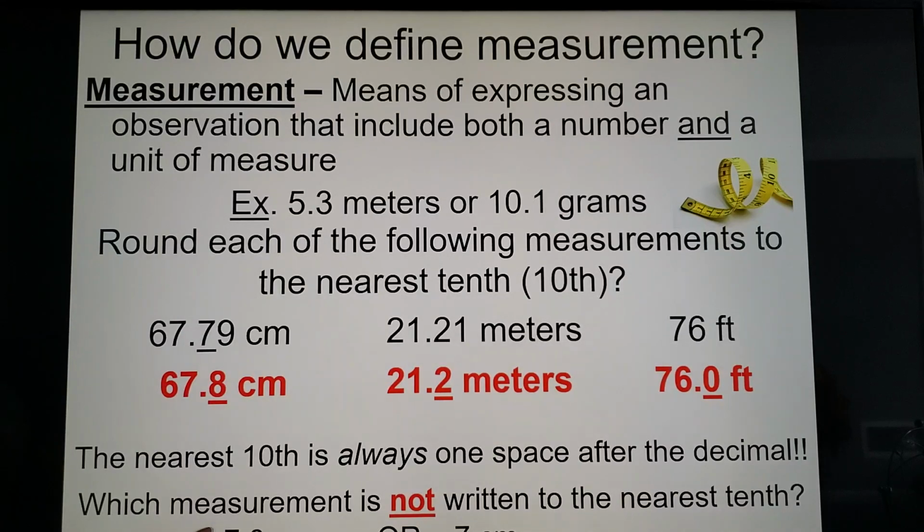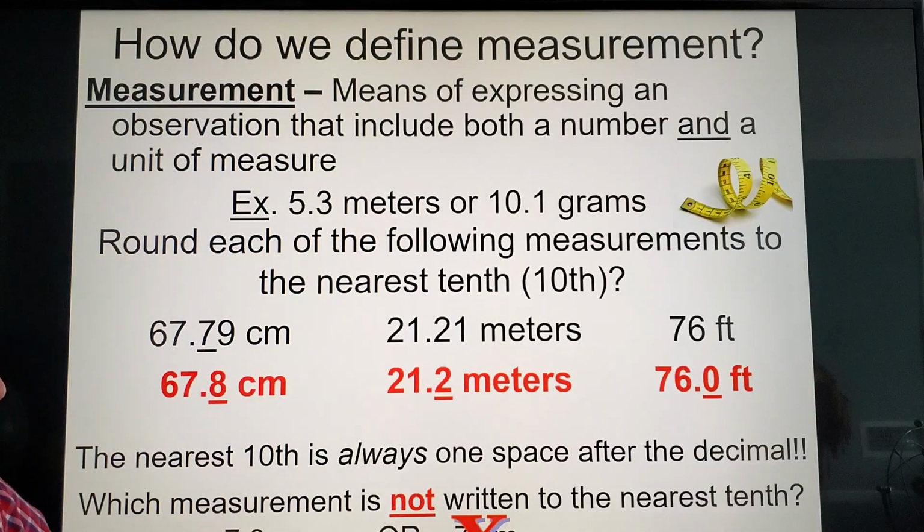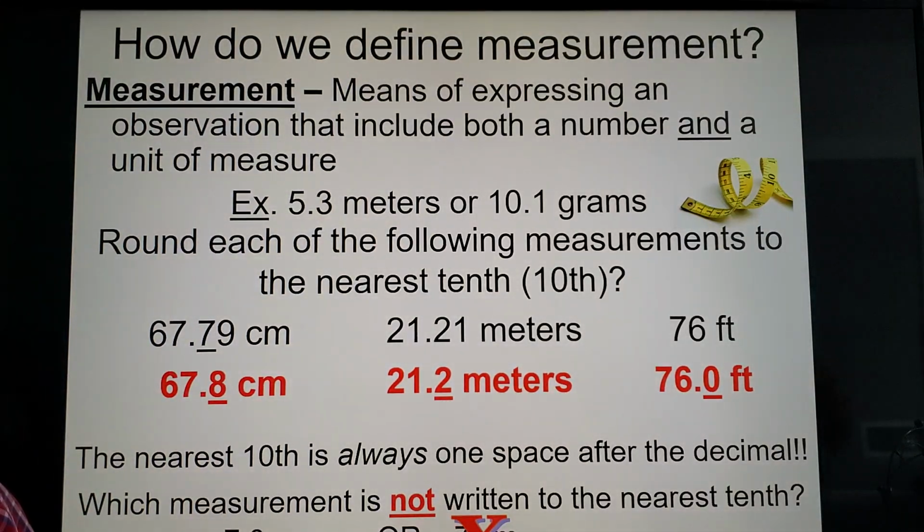Okay. Which measurement is not written to the nearest tenth? Well, this is 7.0, and that is 7 centimeters. Obviously, the one without the decimal is not written to the tenth.